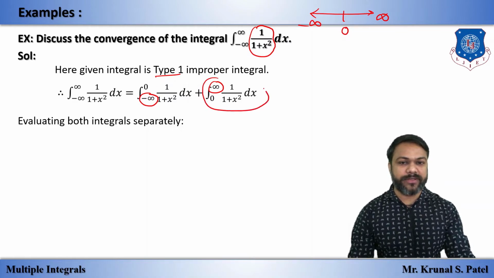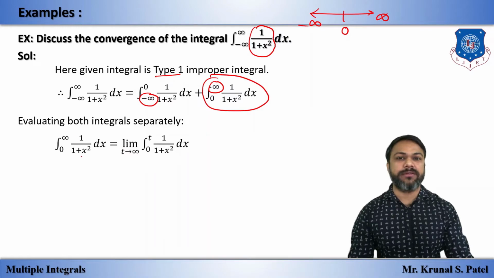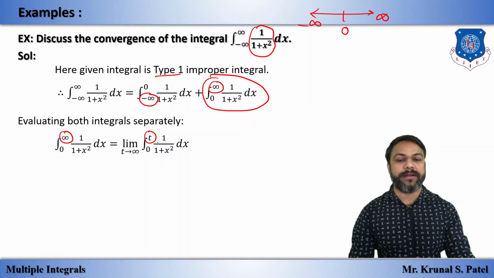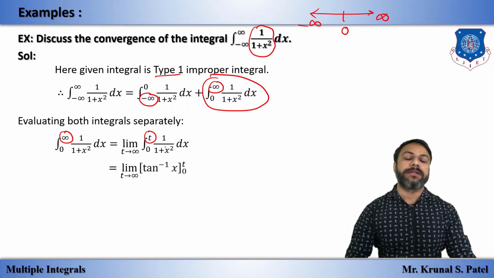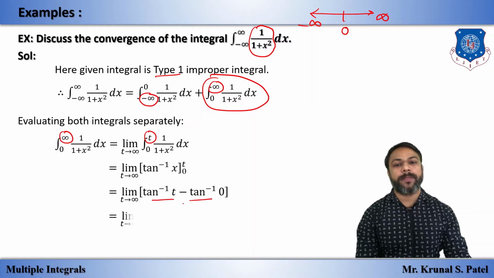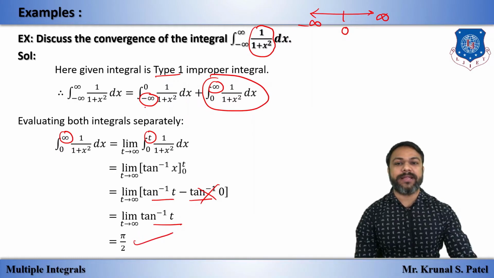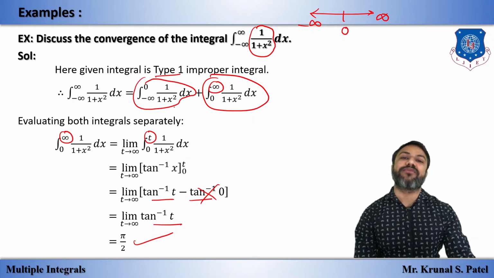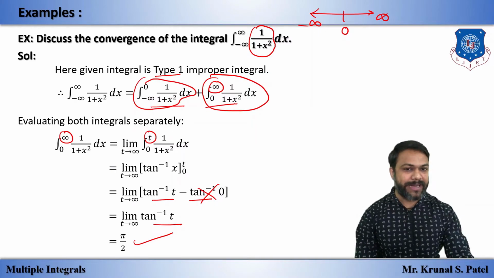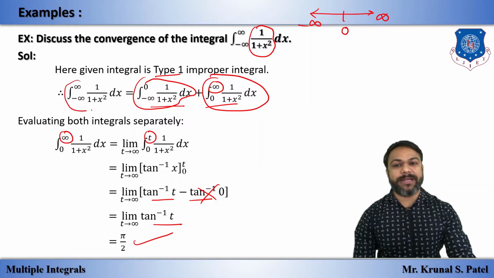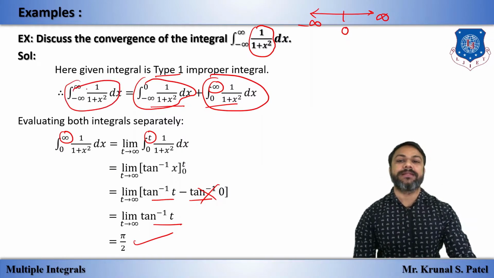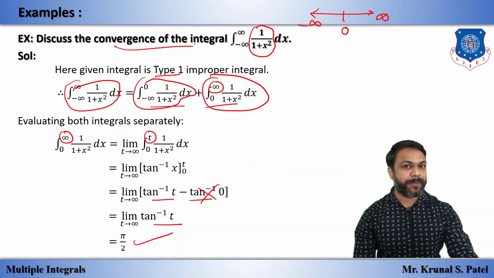So first we will evaluate this limit, 0 to infinity. Now taking limit for this infinity, t tends to infinity, and here t, and we know the formula tan inverse x, upper limit minus lower limit. Then by simplifying, this is 0. By putting infinity, we have pi by 2. Same way, we will find the limit for the other integral. If both the limits are finite, then original limit is finite, and that's why this given integral is convergent.